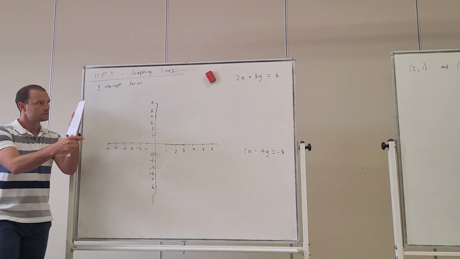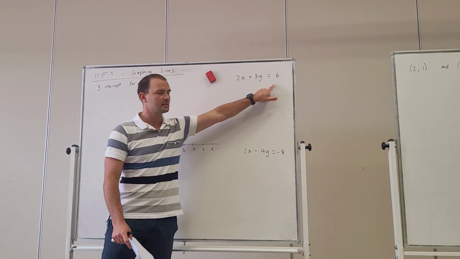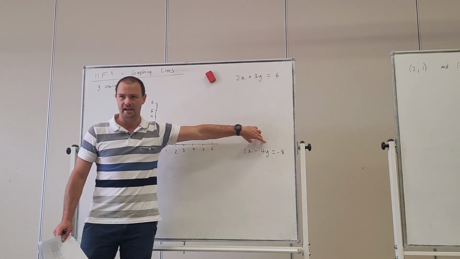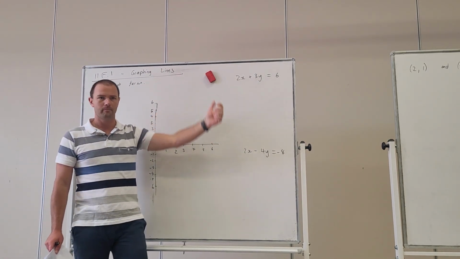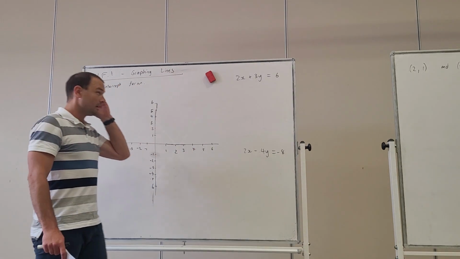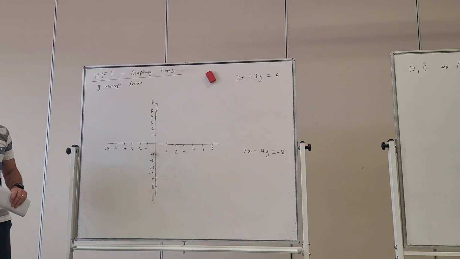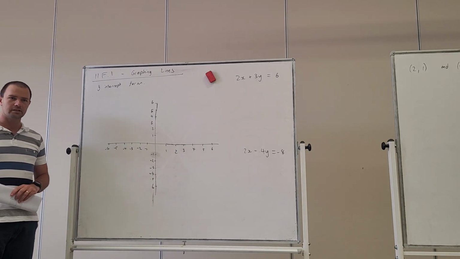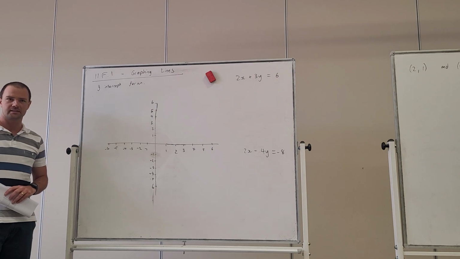Okay? So the first one, 2x plus 3y is 6. And the second one, 2x take 4y is minus 8. We know it's general form because x and y are on the same side of the equation. Now, when it's in general form, it's actually quite easy to graph them. What we need to do is first identify the x-intercept.